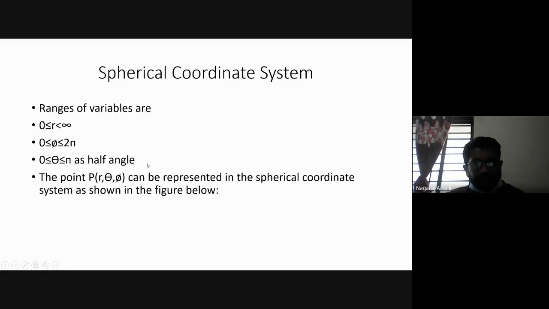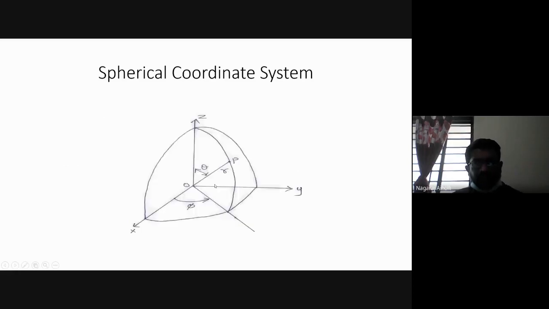Now, what is the point that we are getting here? That is a point P of r comma theta comma phi, which is represented in the spherical coordinate system as shown here. This is our point P. This point P is at a radius r, at a half angle theta, and at an angle phi. There's a plane, which I will be showing in the next figure, the half plane. Because of that plane, it is making an angle phi with respect to the xz plane. Hence the point P is defined by the angle theta, the radius r, and the angle phi.